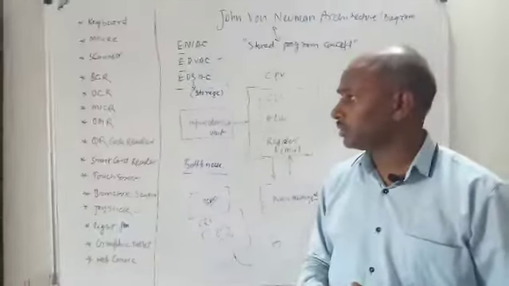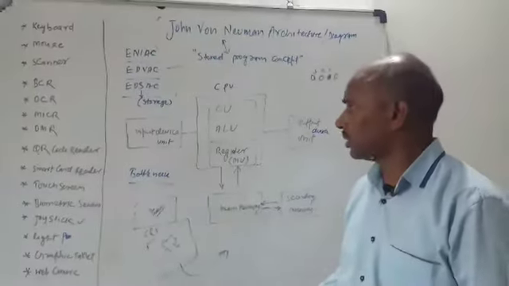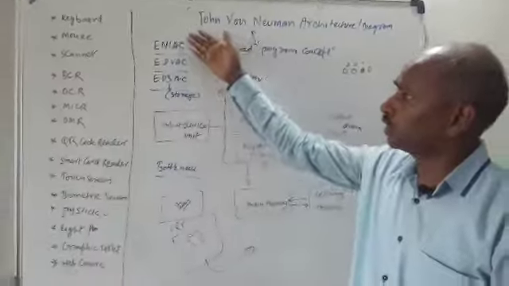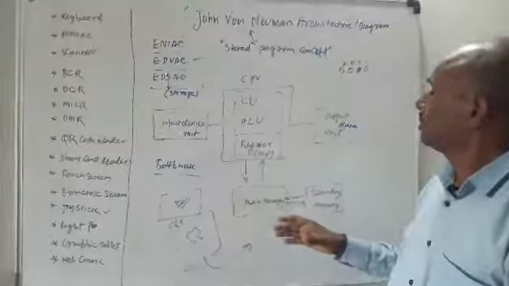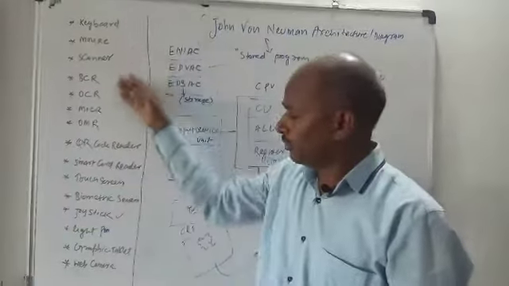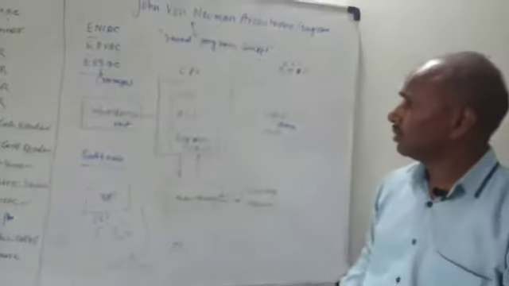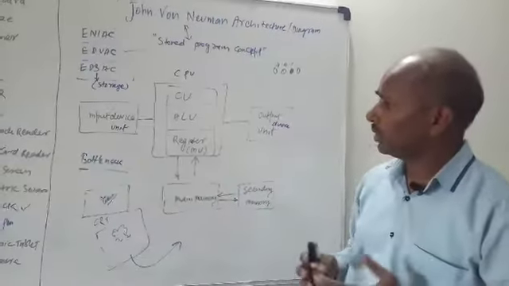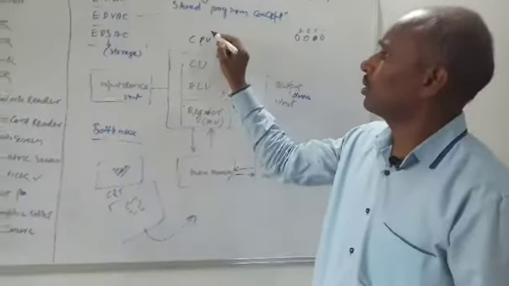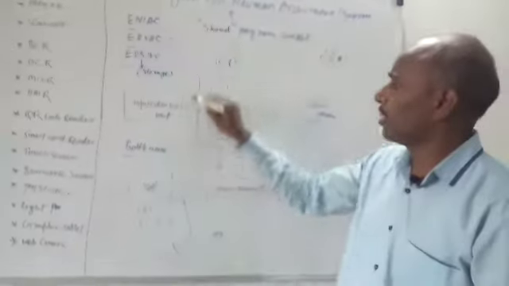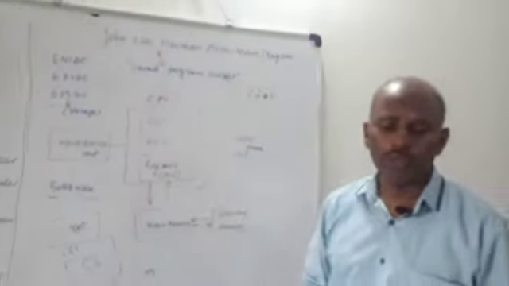So in this video I have discussed John von Neumann architecture, some historical inventions of the computer machine, and all input devices. In the next video I will discuss the CPU, meaning the processing unit. Thank you for watching this video.